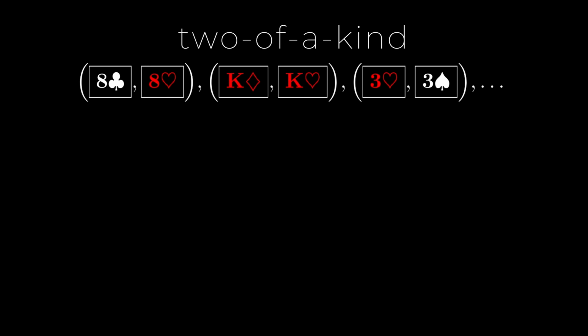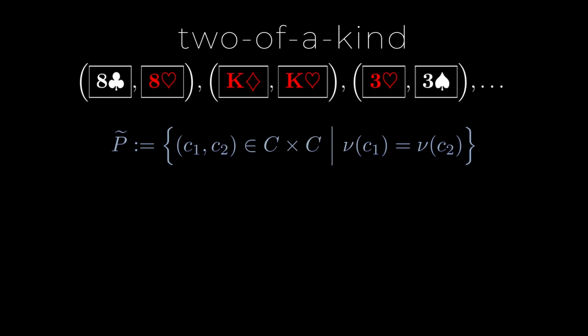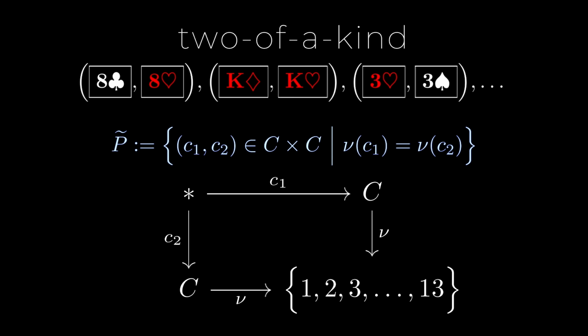Well, with set builder notation, we can define it as the set of all pairs C1 and C2 such that nu of C1 is equal to nu of C2. Can we do the same thing with a diagram? Well, it would be strange if I brought us here just to say that we couldn't. If I have two cards C1 and C2, then the equation nu of C1 equals nu of C2 can be expressed with a commutative square.